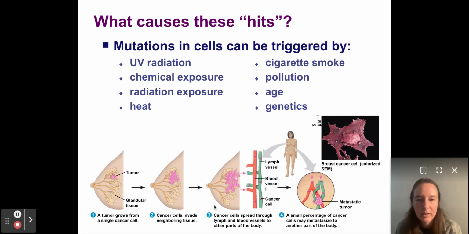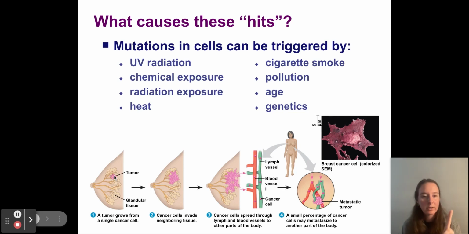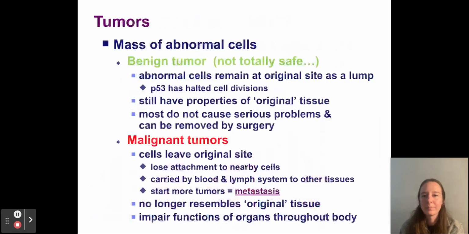So here's another example. Here's breast cancer. A tumor will start growing from a single cancer cell. One cell turns cancerous. It will start dividing. It will invade neighboring tissue, and then eventually it will spread through your lymph vessels and your blood vessels. These are two highways in your body that are going to send the cancer cells to other places until they get to another part of the body and they metastasize.